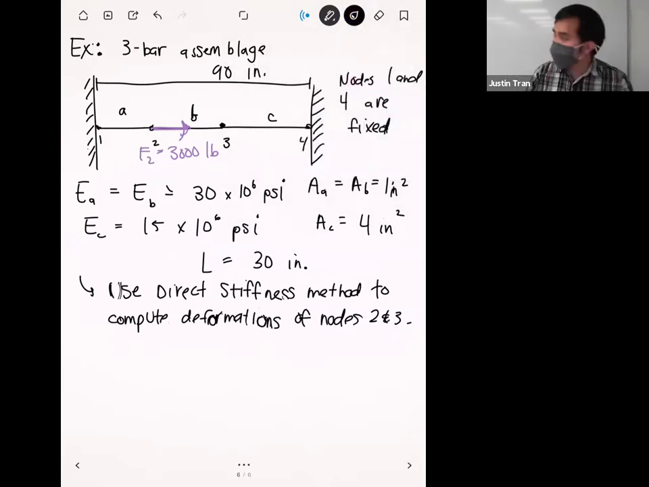So quite a bit of information in the setup, but just like we did for springs, we're just going to follow our usual process. Step 1 for these problems, just like we talked about at the beginning of class today, is to form the element stiffness matrices for all the elements.